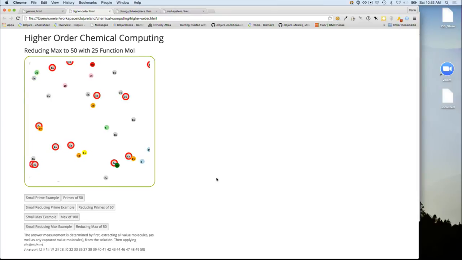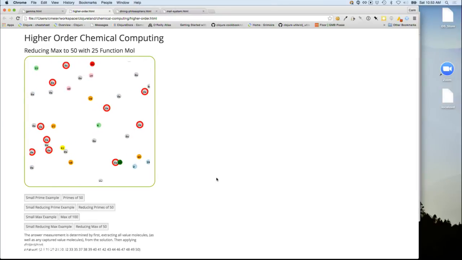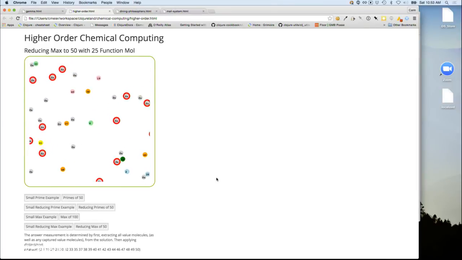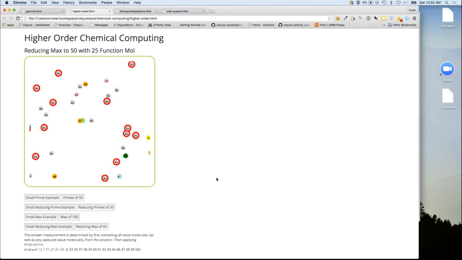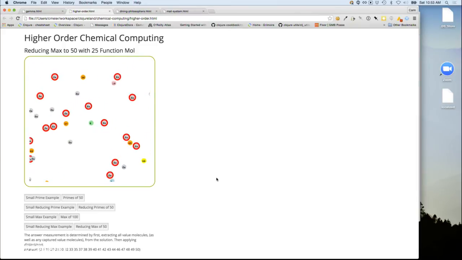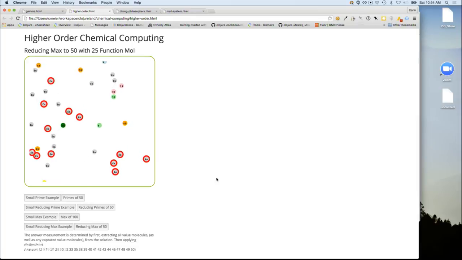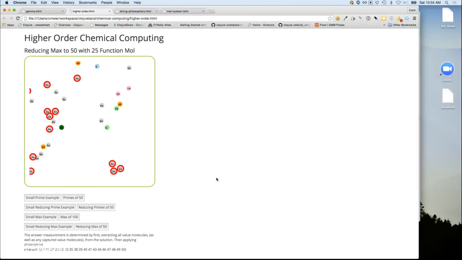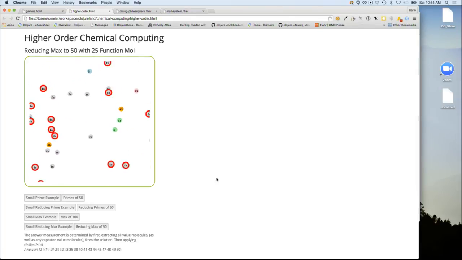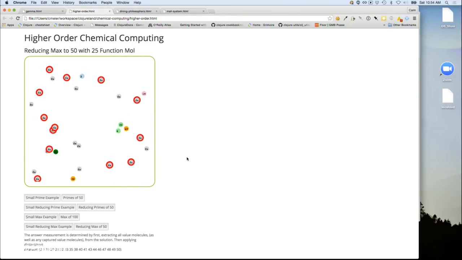So if you have two function molecules that have already each captured a value, will they both swap if they bump into each other? They won't eject. I think they both swap. I'd have to look at the code, though. I don't really remember. No problem. All right. So cool.